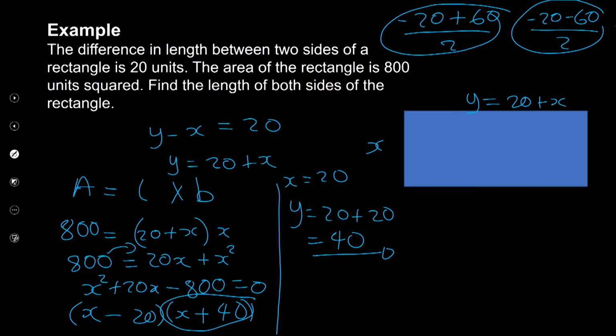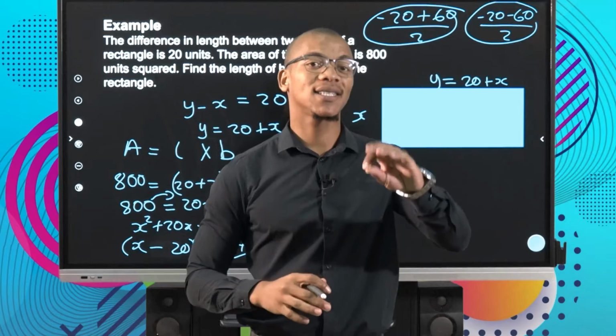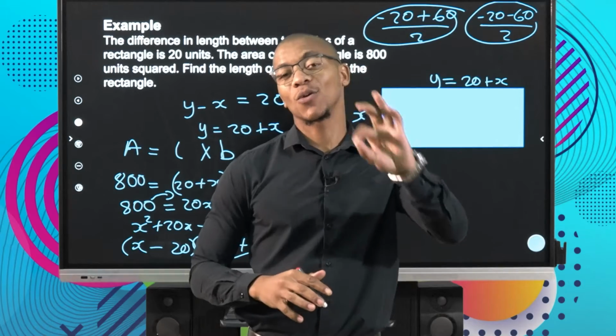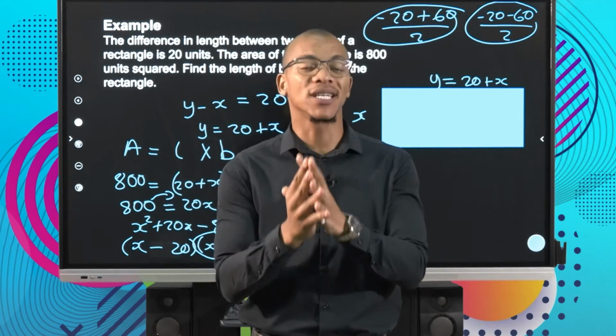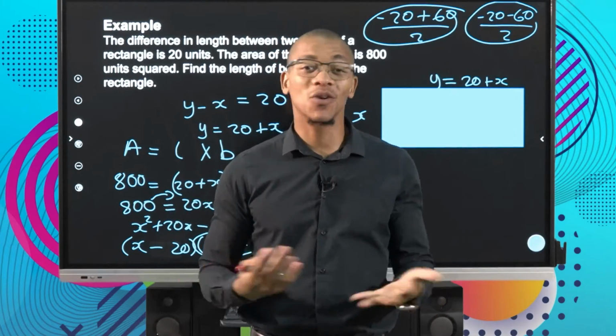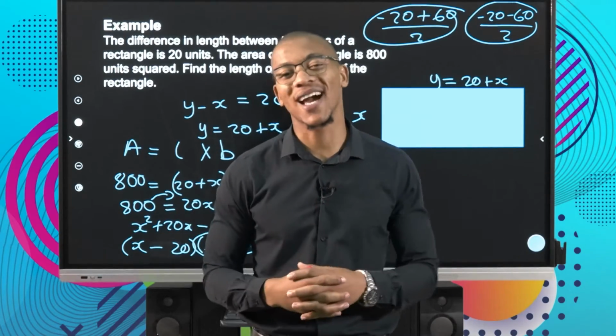So the main thing here, guys, is to always allocate a specific variable to the question that you are given. Make sure that you understand the terms that are being used, and then set up an equation or an expression and then solve it accordingly.